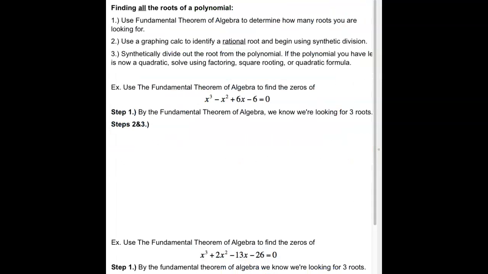All right, so how do we put this all together? To find all of the roots, and notice it says all, real, imaginary, everything, we're going to use the fundamental theorem of algebra to tell us how many roots we're looking for, based on that degree. What is the degree of your polynomial? That's going to tell you how many zeros you're looking for.